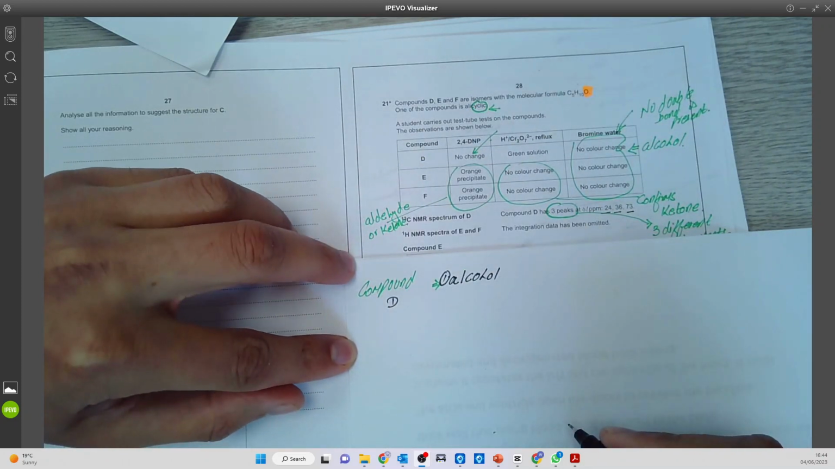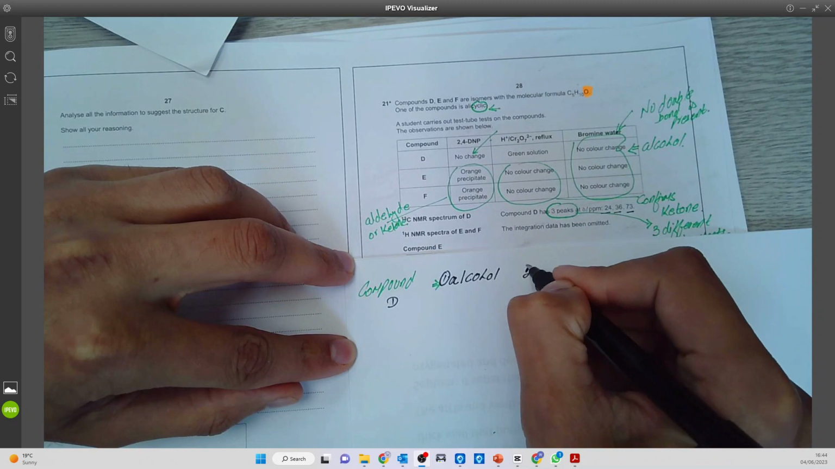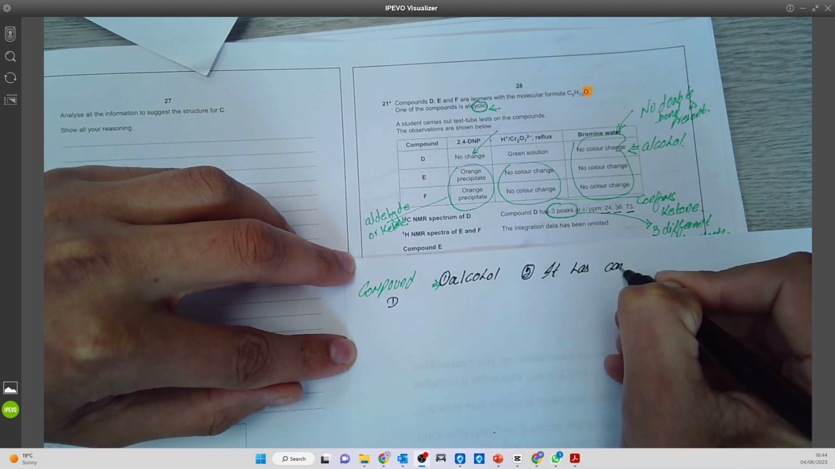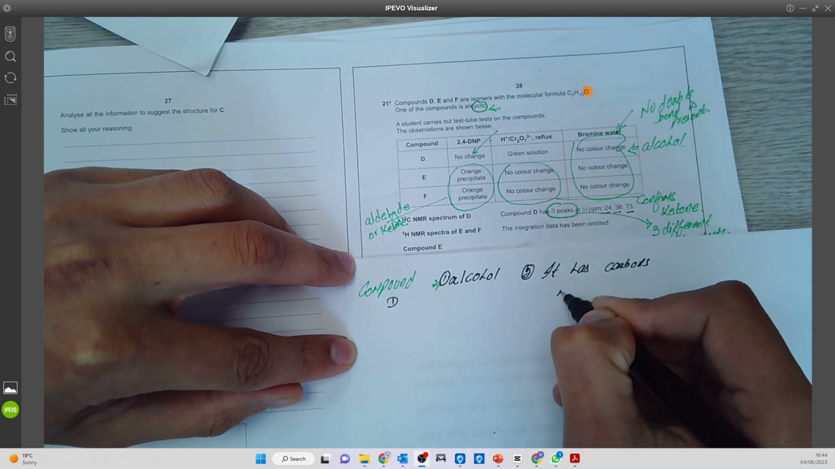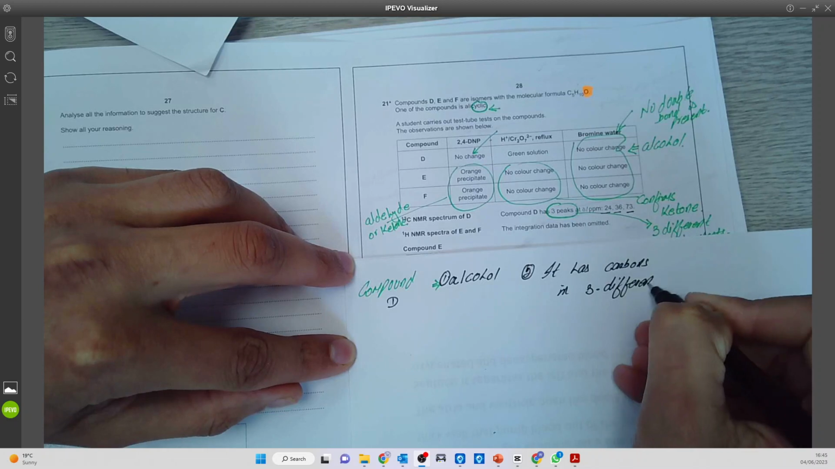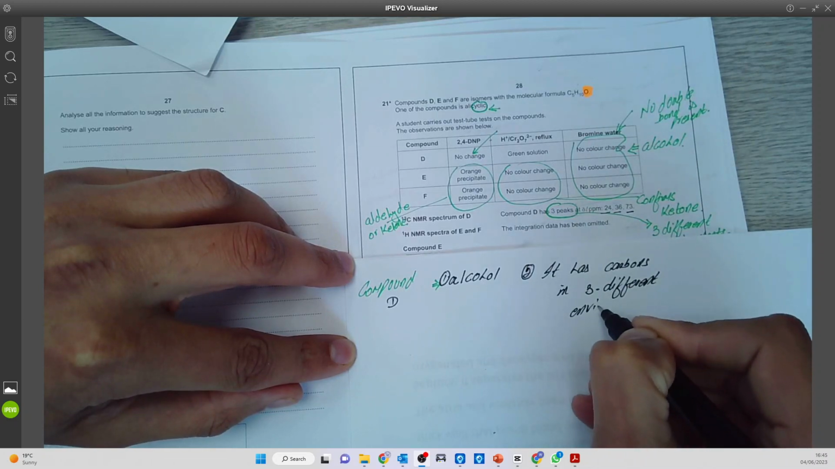Agreed. Number two, I can say it has carbons in three different environments.